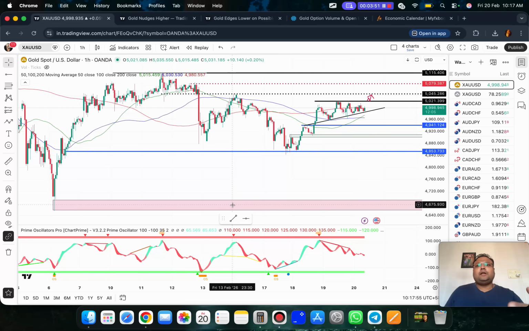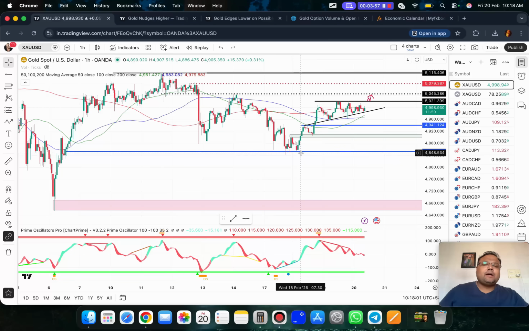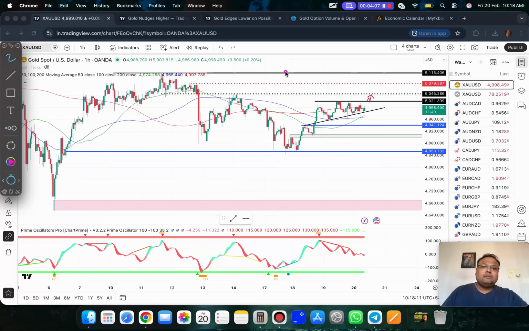For example, on the hourly time frame, we can see 4850 is the best support, but is it possible the market comes down to 4850 right now? Obviously no. For the market to be bullish again, it needs to cross this black line here, 5120. But is there any possibility of the market going above this level? No. Okay, so the US session will be important for us.